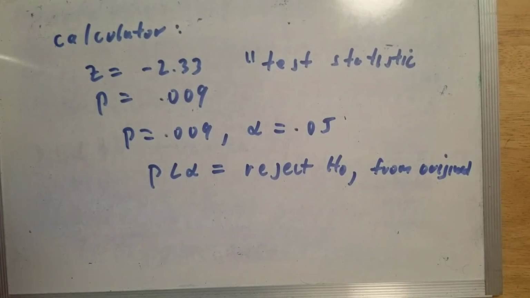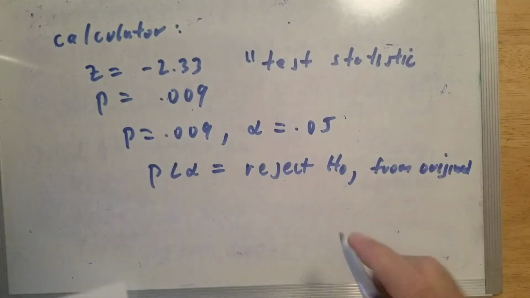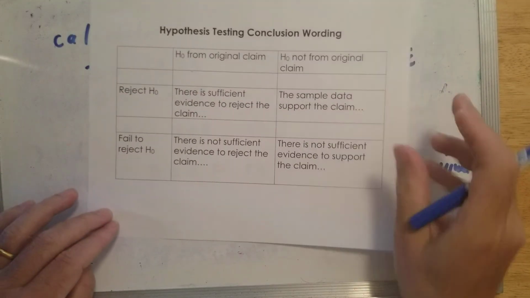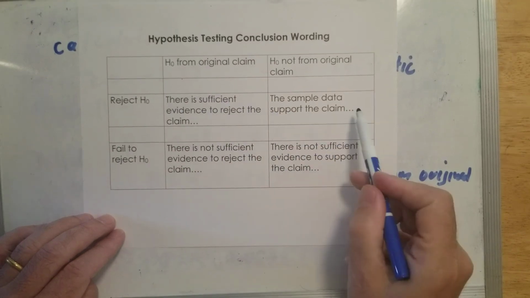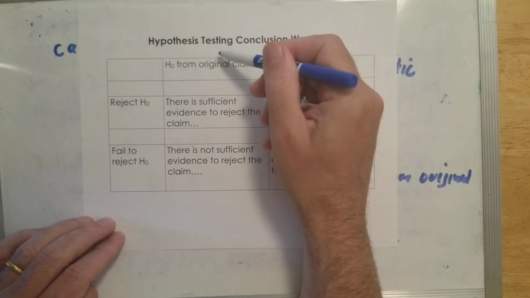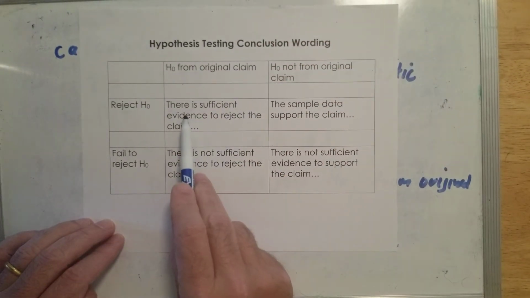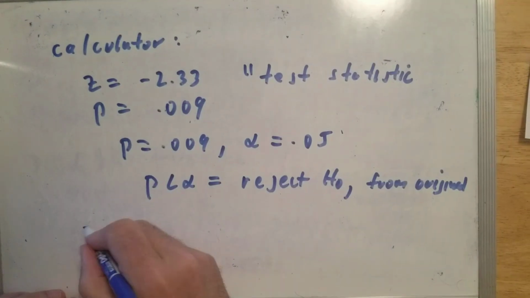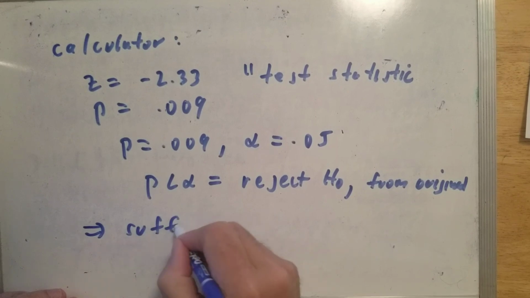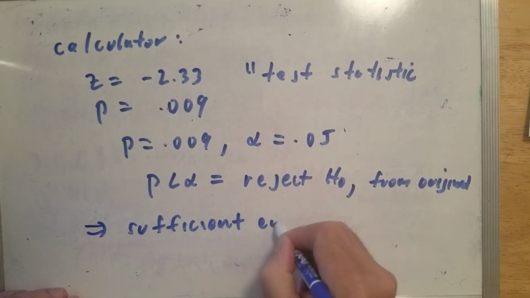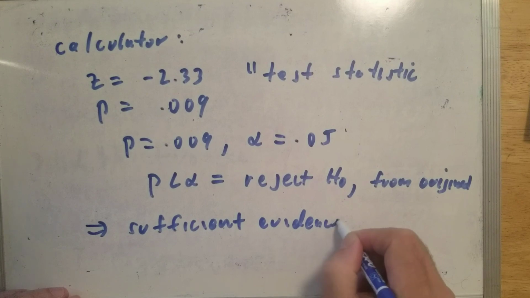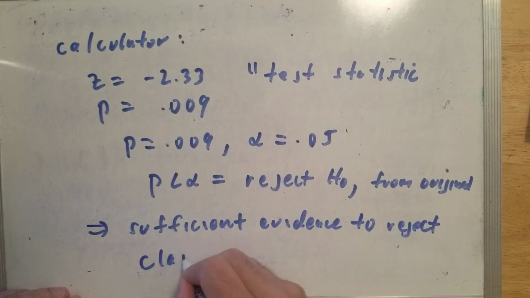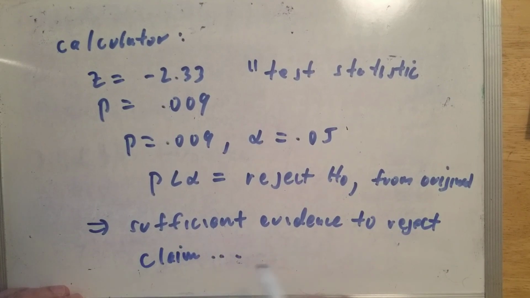And now I can look at my conclusion chart, look at the part that corresponds to reject H null from original claim. Reject H null is the first row, from original claim is the first column. There is sufficient evidence to reject the claim, and that's my conclusion. Sufficient evidence to reject the claim. And if you want to write out the claim, that's okay. I'm usually too lazy to do that.